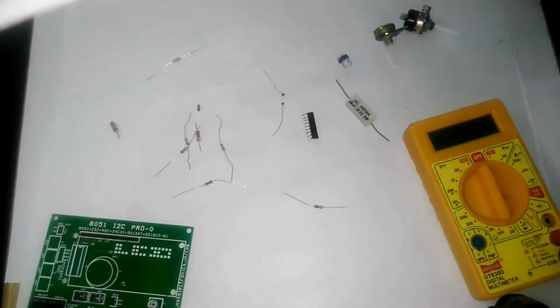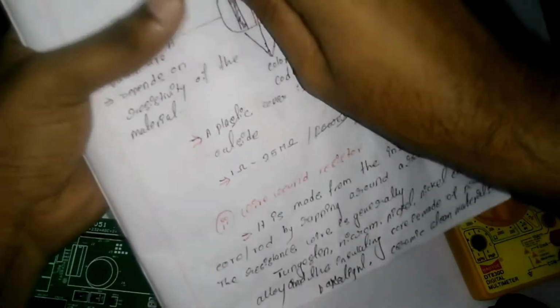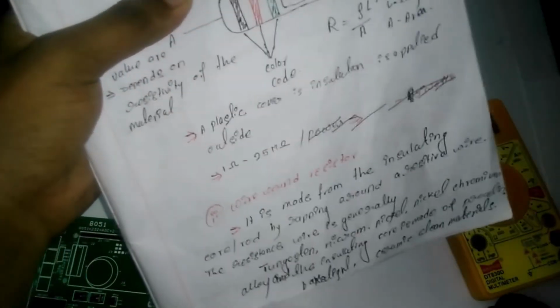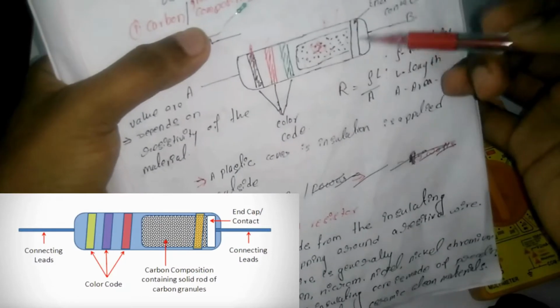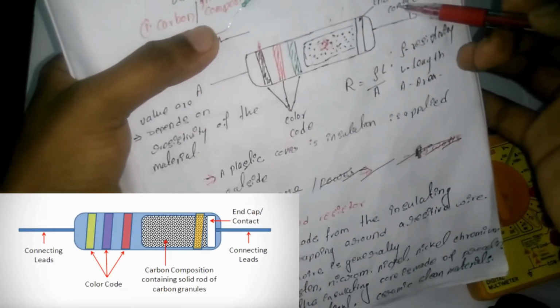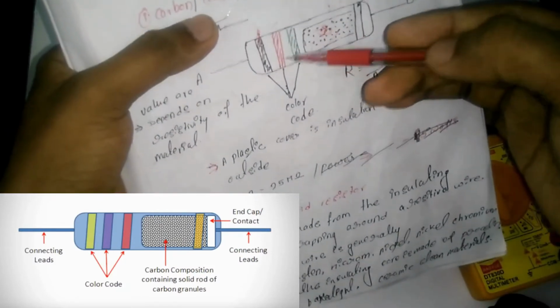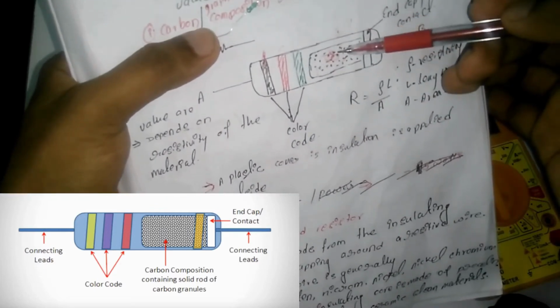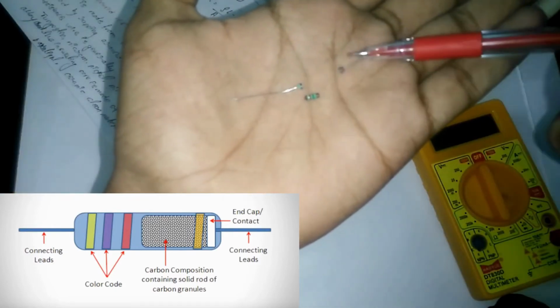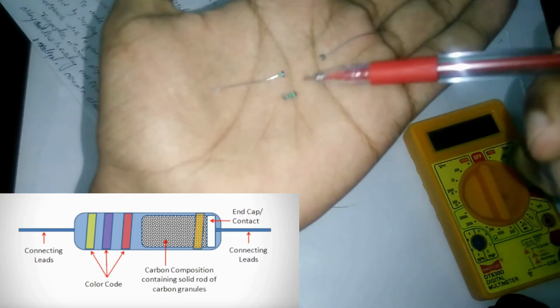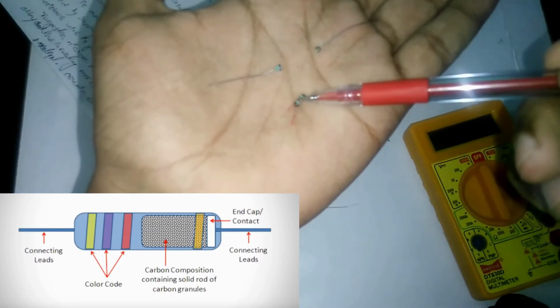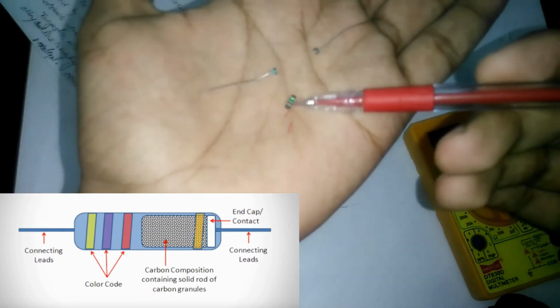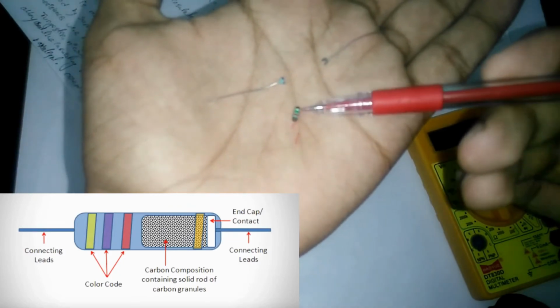So now let's come to this one. As you have seen here, I have drawn a four color band resistor, and the last color band is for our tolerance value, and the first three color bands are our resistance value. So you see here, this one is the carbon composition inside. This one is the two caps, and this one is carbon composition. According to the amount of carbon, the color coding is maintained.